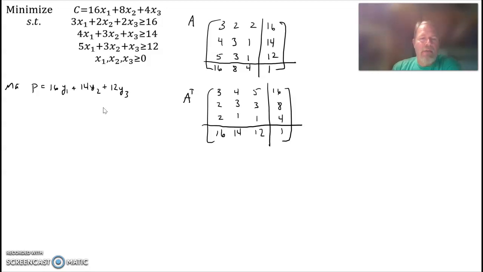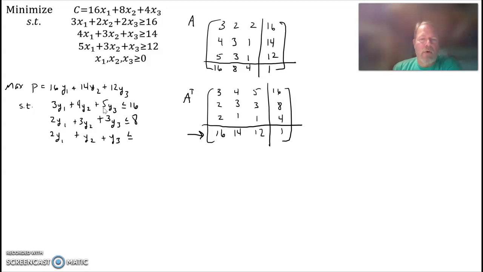So now we're trying to maximize, and again, we got this from this final row, p equals 16y sub 1 plus 14y sub 2 plus 12y sub 3, subject to these new constraints, but these new constraints are less than or equal to now. So the 3, 4, 5, 16 becomes 3y sub 1 plus 4y sub 2 plus 5y sub 3 less than or equal to 16. And then 2y sub 1 plus 3y sub 2 plus 3y sub 3 less than or equal to 8. And finally 2y sub 1 plus y sub 2 plus y sub 3 less than or equal to 4. And now we just solve this like we would a standard simplex problem.